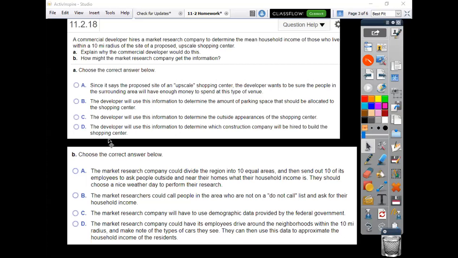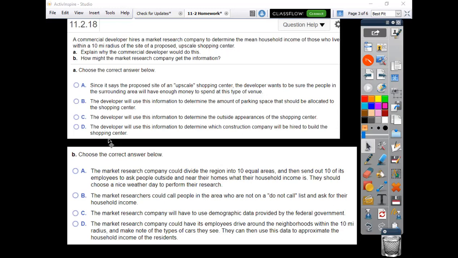All right. A commercial developer hires a market research company to determine the mean household income of those who live within a 10-mile radius of a site. So it's a commercial developer, and they're going 10 miles outside in all directions from where they plan to build something. It's an upscale shopping center. And the first question, explain why the commercial developer would do this. Why would you research 10 miles out from where you plan to build an upscale shopping center?